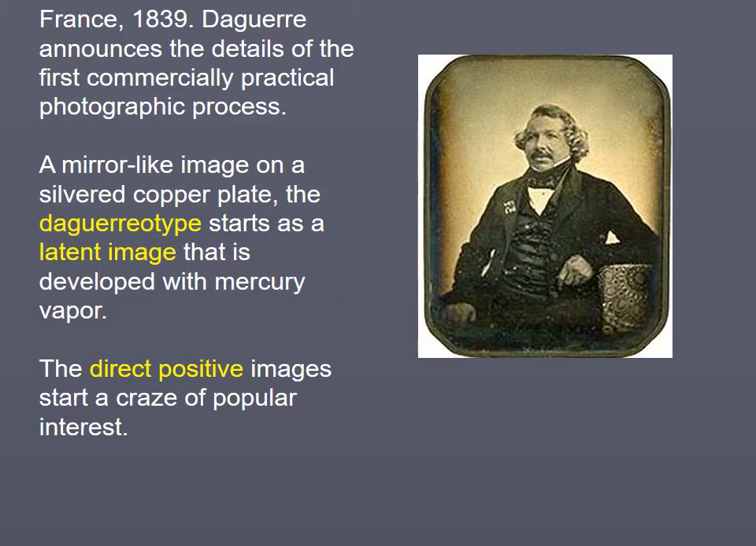Daguerre received a stipend from the French government, a pension, for revealing this process to the world. And suddenly, around the world, people were setting up daguerreotype studios in order to shoot in that new photographic media. The daguerreotype is a direct positive. There is no negative.